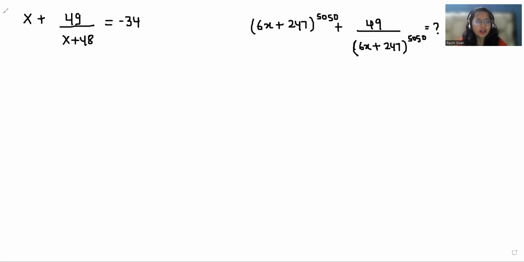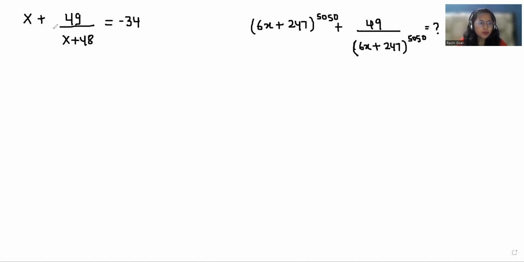My name is Rashi Goel and in this video we are going to solve x + 49/(x + 48) = -34, and we have to find the value of (6x + 247)^5050 + 49/(6x + 247)^5050. So let's start with today's video solution.